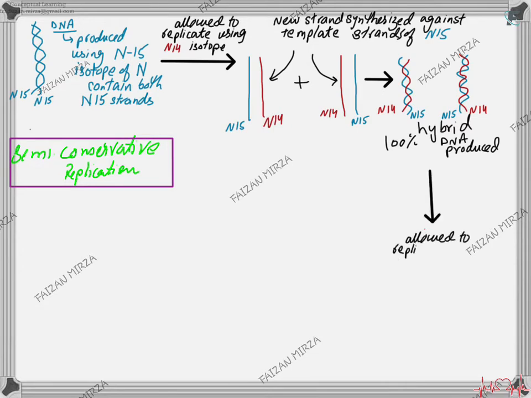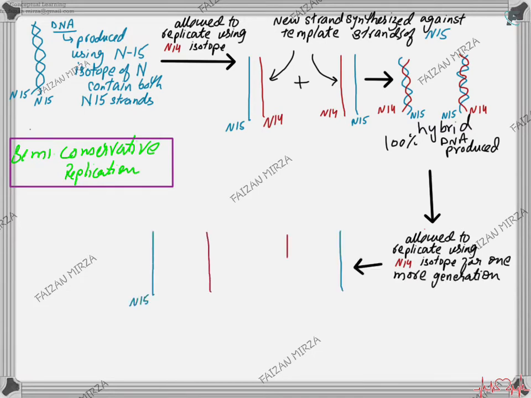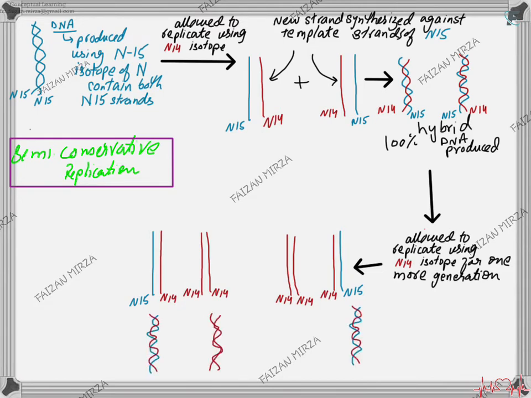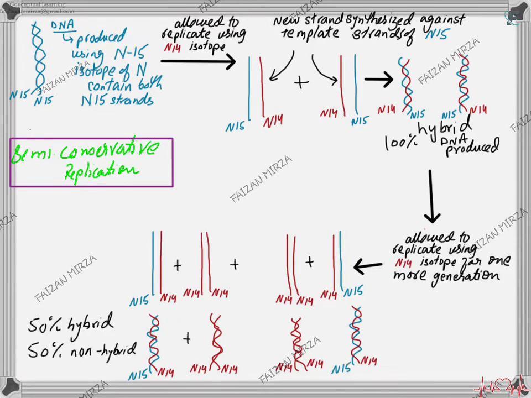Then the bacteria were allowed to replicate once more in the same nitrogen-14 medium. When they replicated for one more generation, the original strands separate out this way. This is the nitrogen-15 of the original, this is the nitrogen-14, and the nitrogen-14 and nitrogen-15 actually belong to these here. All the strands have separated. Since the bacteria is growing in nitrogen-14 only, all these four strands get new strands against their template strands, which will all be nitrogen-14, as represented by the red color here. When they coil up together, we get a structure where 50% of the DNA is nitrogen 14-14 and 50% is nitrogen 15-14, meaning 50% hybrid and 50% non-hybrid.